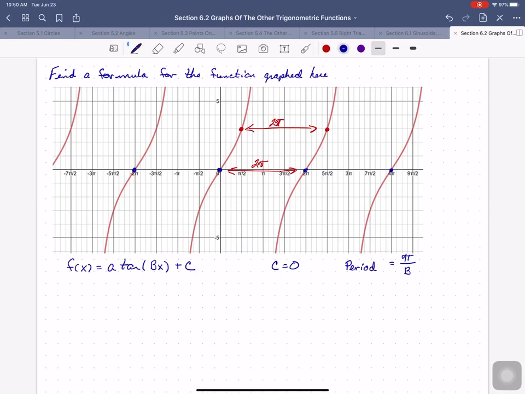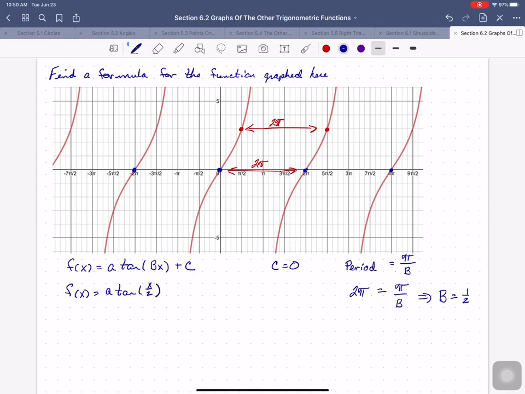Which means that our observed period is equal to pi divided by our internal multiplier. And we can do a little bit of work, and we get b equals 1/2. Okay, so what I have now is that f of x equals something times the tangent of x over 2.